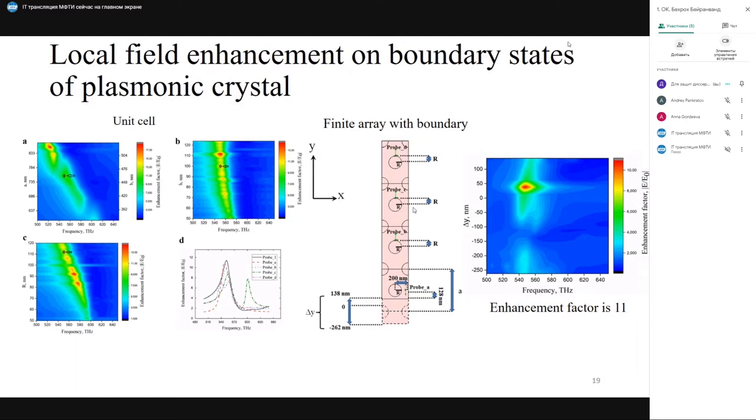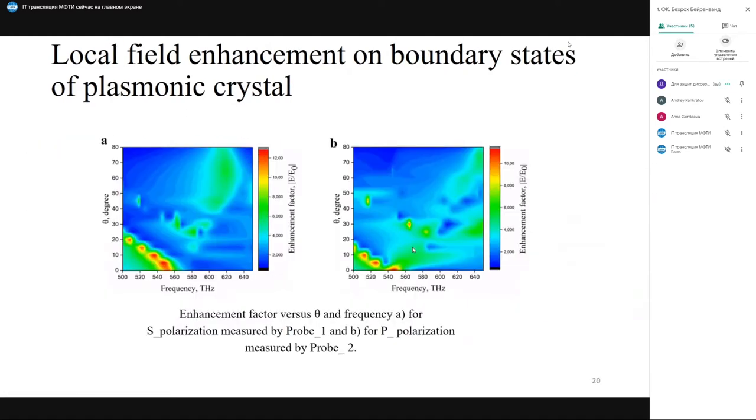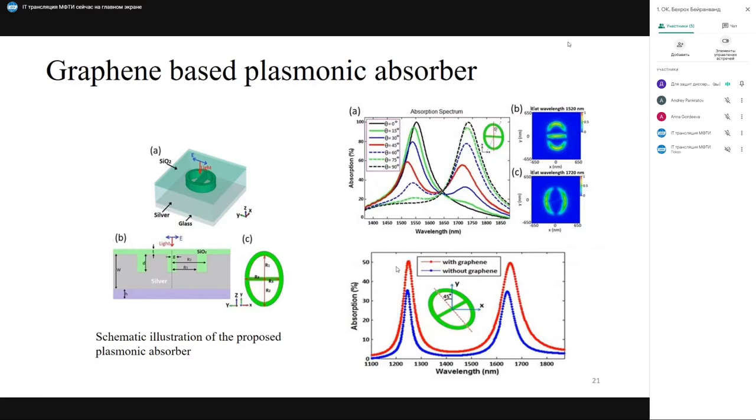And for the array, I measured up to 11. As you see in the picture, the probe is on the boundary, and it shows that the maximum enhancement is between the cylinders. This result shows the two polarizations, and it means that for these two polarizations, by changing the K vector angle, we can switch to other wavelengths in the visible region frequency.